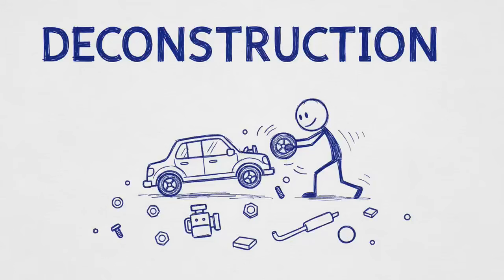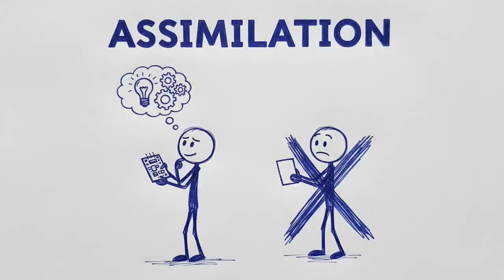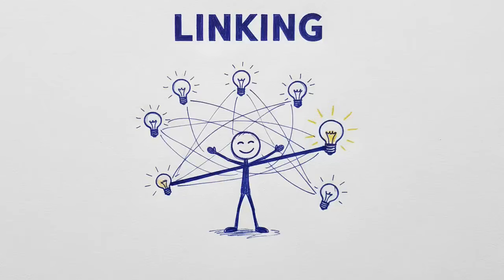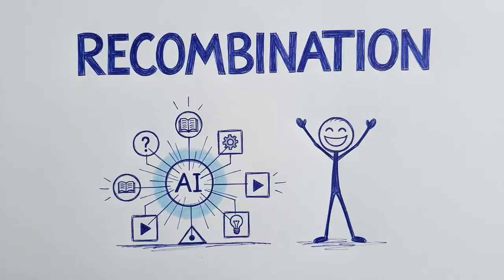First, we have deconstruction, where we break a skill into its smallest possible pieces. Second is assimilation, where we learn how to truly understand those pieces, not just memorize them. Third comes linking, the core of the method, where we build a web of knowledge by connecting new ideas to old ones. And finally, we have recombination, where we use that web to innovate and create something entirely new.